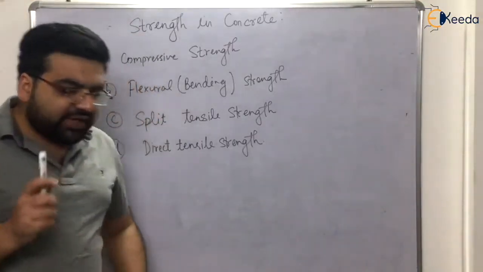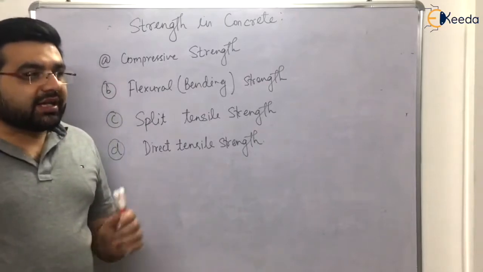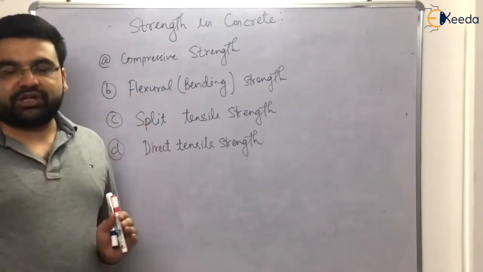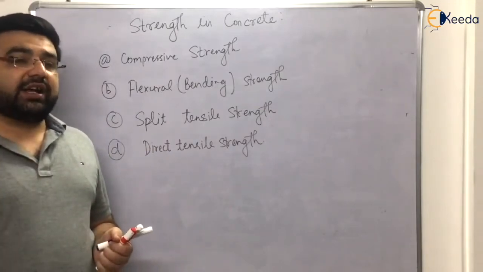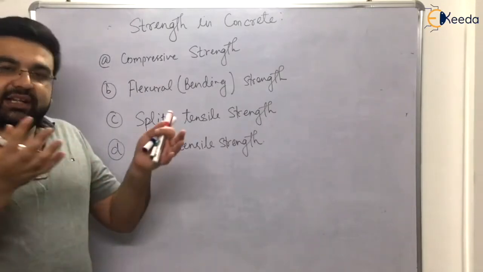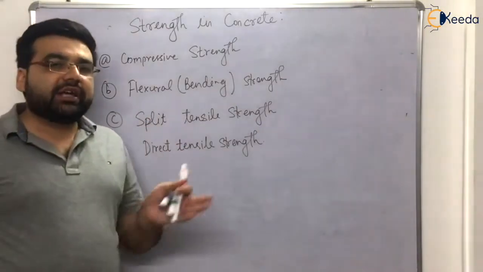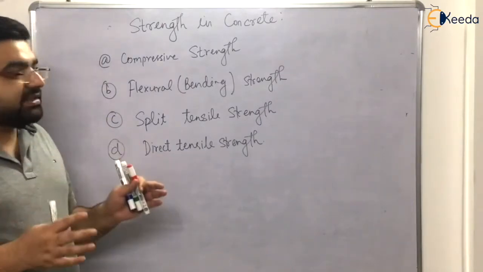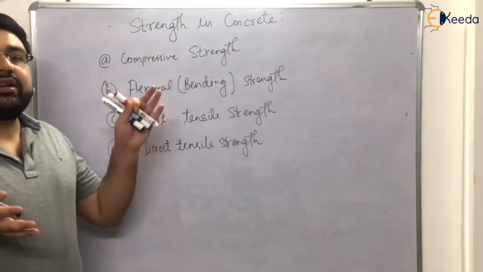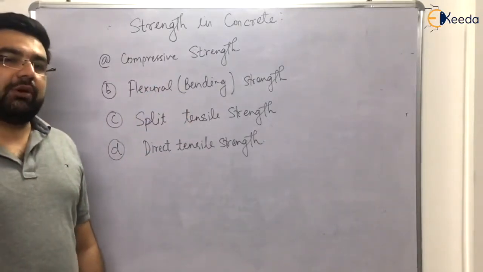Now I would like to tell you one thing. You must be knowing that concrete is very good in compression, right? If you apply a lot of compressive force, after that it gets broken into pieces. Either it gets crushed if it is a cubical sample, or it gets buckled if it is a cylindrical sample, right? It means that concrete samples are very strong in crushing, or you can say in compression. But what about tension?